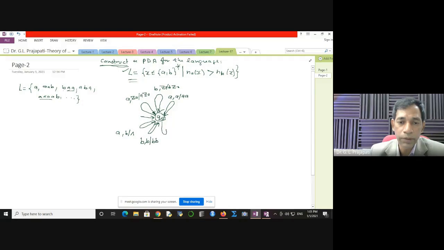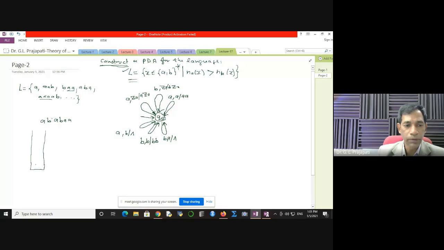Whenever you come to know that input is B and top is A, delete it. When you have the alternate combination, you have just deleted. So see, if you are given some input like A, B, A, B, A, what you need to do, whenever you read, you have the stack like this, and at the bottom you have the Z0.